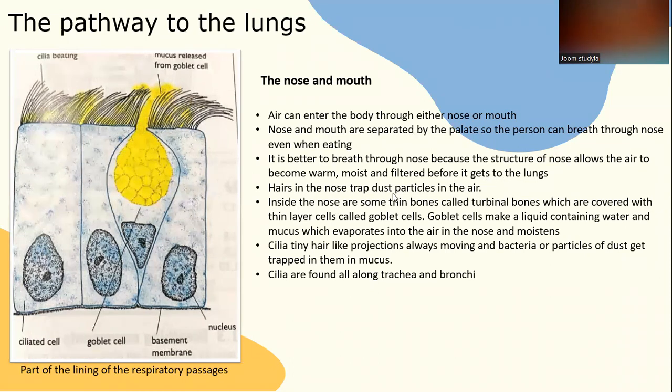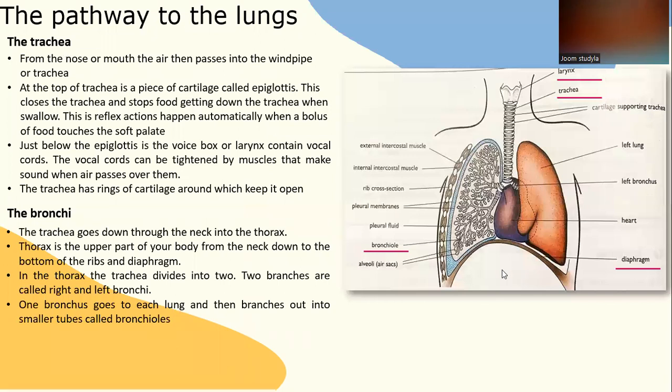Hair in the nose traps dust particles in the air. Inside the nose are some thin bones called turbinate bones, which are covered with a thin layer of cells called goblet cells. Goblet cells make a liquid containing water and mucus, which evaporates into the air in the nose and moistens it. Cilia are tiny hair-like projections, always moving, which cause bacteria, particles and dust to get trapped in the mucus. Cilia are found all along the trachea and bronchi.